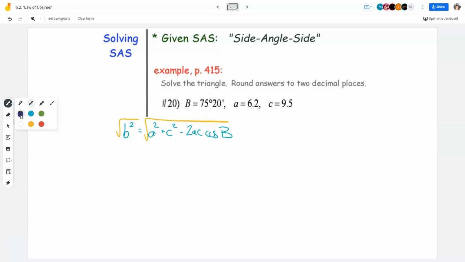Then I can go ahead and throw in everything I know. I don't need to know everything else. 6.2 squared plus 9.5 squared minus 2 times 6.2.